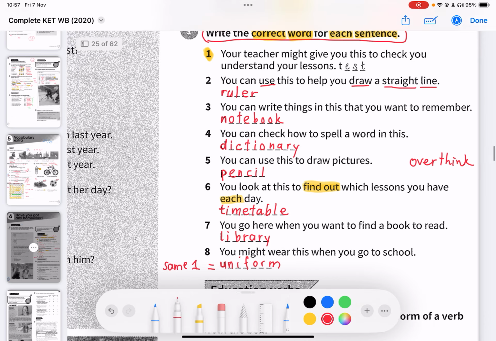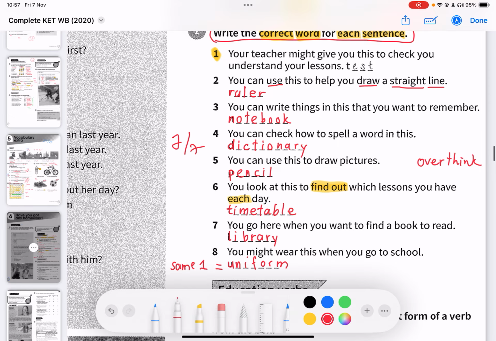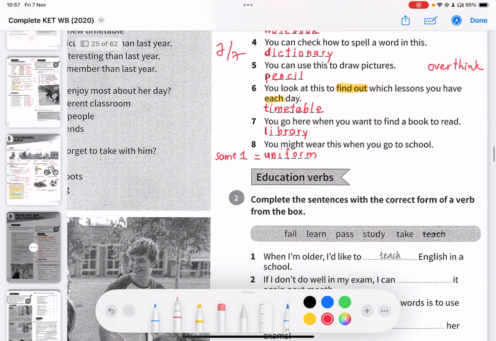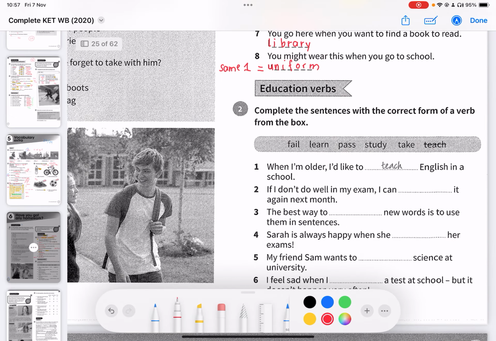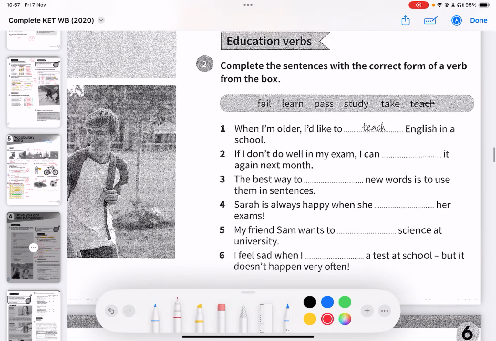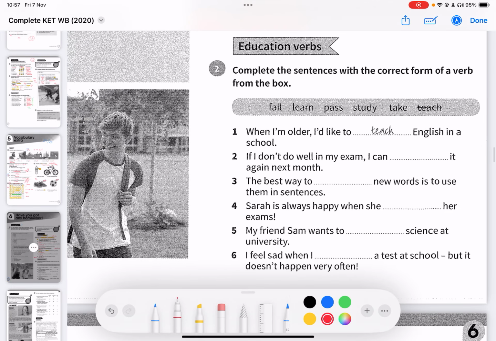We've got 7.7. And next one, we've got education verbs, những động từ trong chủ đề giáo dục, education verbs. And we've got exercise 2.